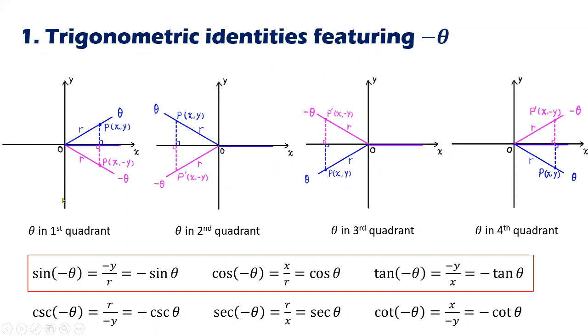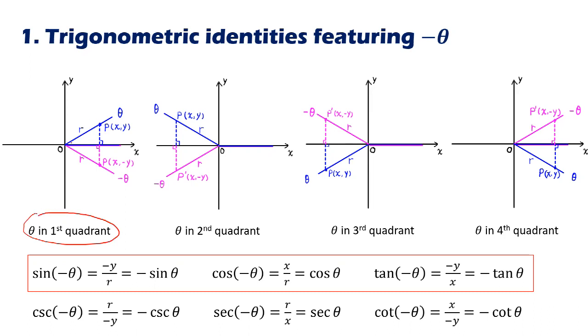Okay, so basically, let's consider the cases where theta is not on the x and y axis first. So if theta is not on the x and y axis, there are four cases, right? Theta could be in the first quadrant, or the second, or the third, or the fourth. So let's have a look at if theta is in the first quadrant. That means let's have a look at this graph first.